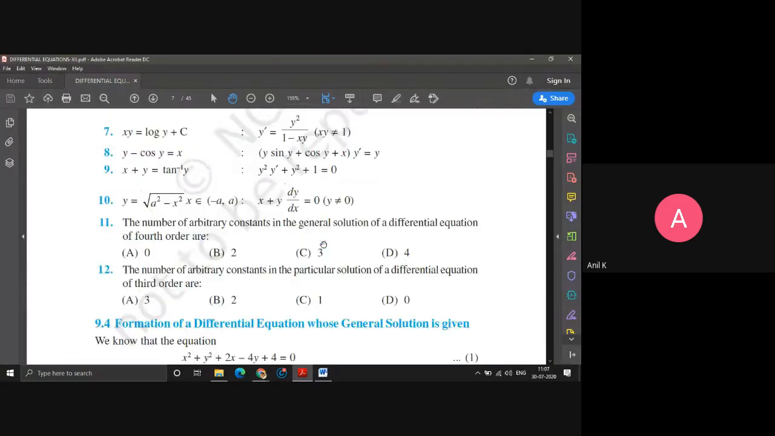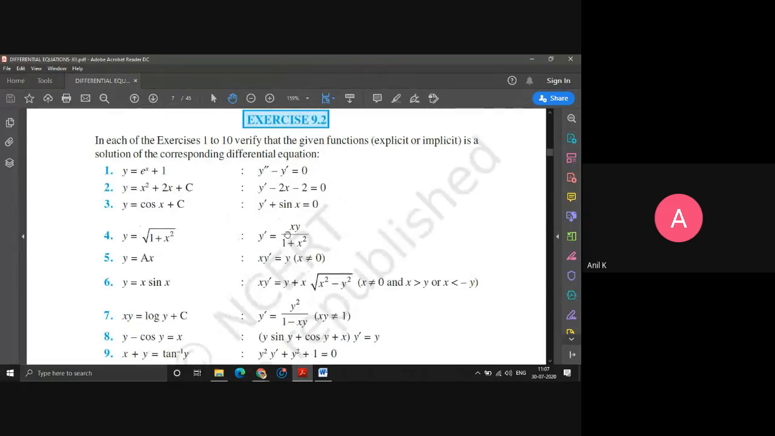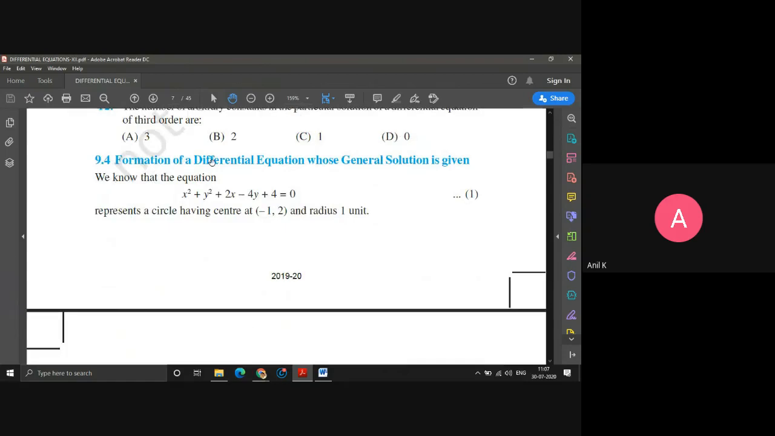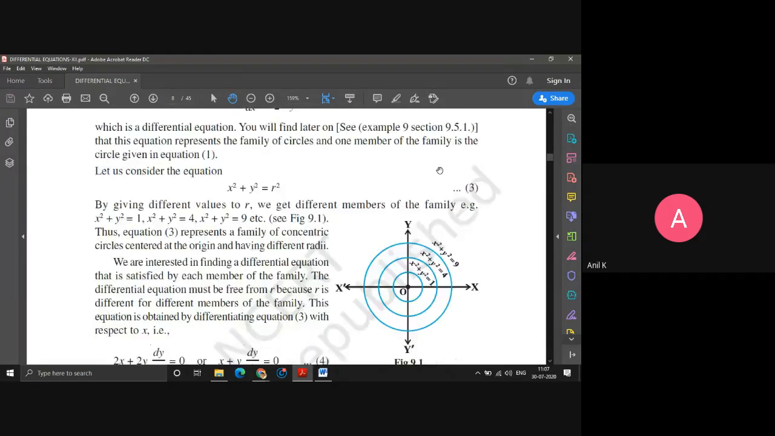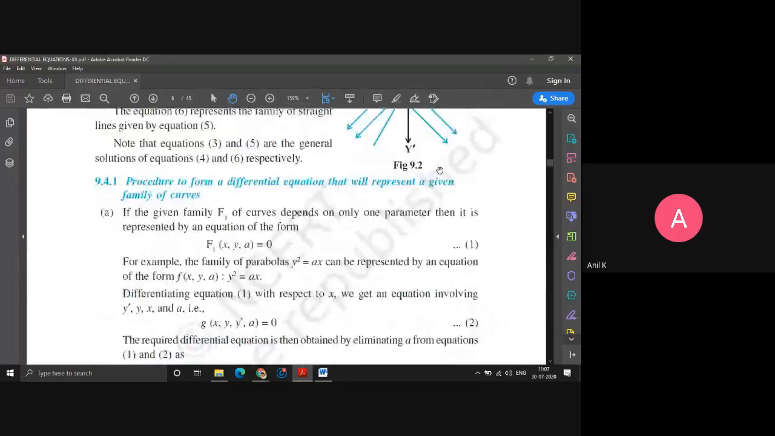See, till now, in the first exercise, we found the order and degree of the differential equation. In the second exercise, the differential equation is given as well as the solution, and we just check whether the given function is a solution of the given differential equation or not. Now we are going to the next process: formation of a differential equation whose general solution is given. If the solutions are given, how do we get the corresponding differential equation? This is a little bit of a reverse process. Okay, so let's see how we are going to solve such a differential equation.